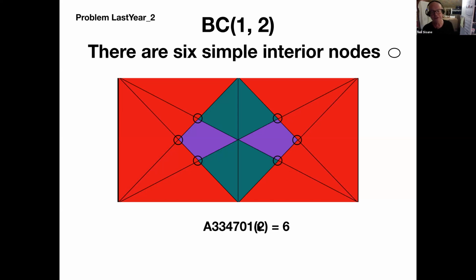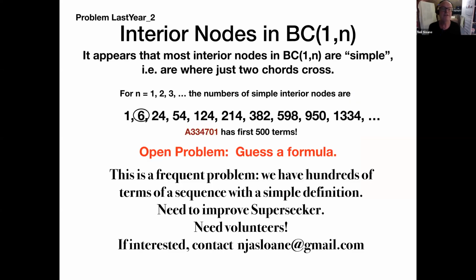So this is the sequence. This is the second term for the 1 by 2, A334701, 6 interior points. For this sequence, we have 500 terms, and we do not have a formula. This is really annoying. It's a simple question. Count the simple interior points in a strip of squares. And 500 terms, no formula. And I have to say this happens far too often working in sequences. Very often we end up with a sequence of hundreds of terms, simple definition, and no formula.